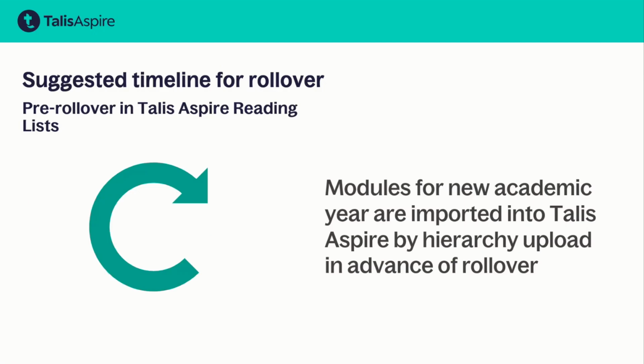Then, before you roll over, you're going to want to import your new modules for the new academic year into Aspire via hierarchy upload if you have new modules to be added. It's often a good time to do this before rollover if you have the data, but we appreciate that that's not always possible. If you don't have that data, don't worry, it can be done later. There are some universities who choose not to archive lists at the point of rollover for this very reason. So if you can do it, then it's a nice time to fit that into your schedule. If it's not possible, then don't worry about it, because you can always go back and correct that later on.